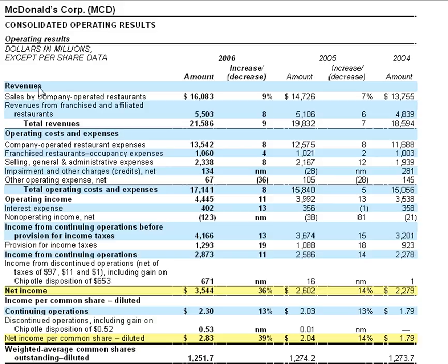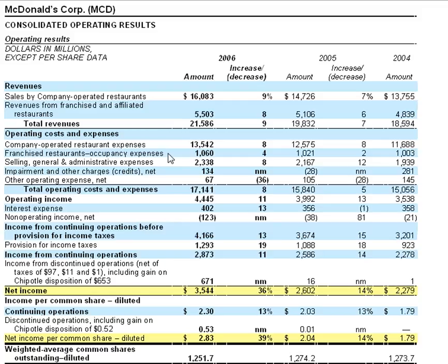The second section is the operating costs and expenses. This section deals with most costs and expenses associated with the company with several different categories. Cost of sales represents the expenses incurred by McDonald's to produce the product. An example of this would be the cost of McDonald's food, labor, and utilities. This is represented here by the company-operated restaurant expenses, as well as the franchise restaurant's occupancy expenses.